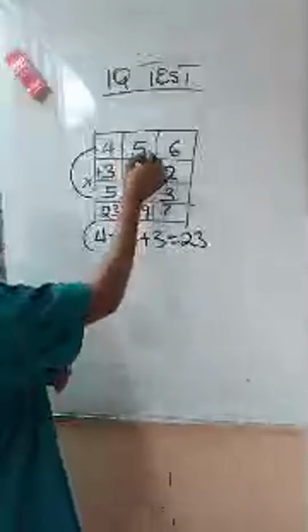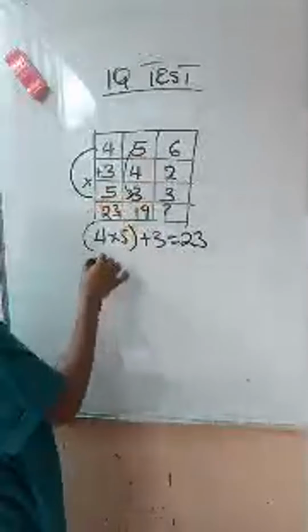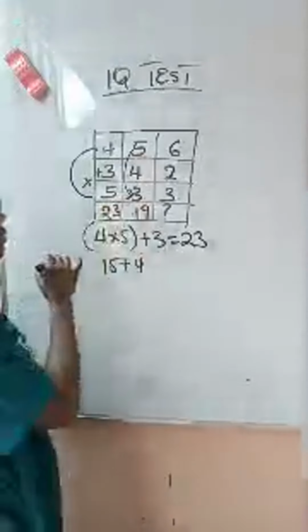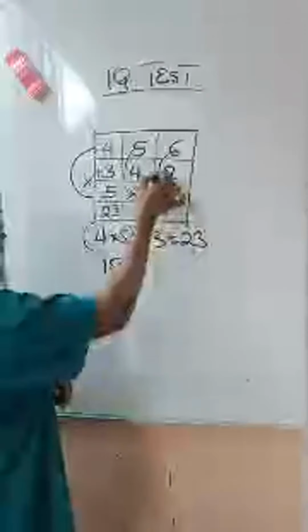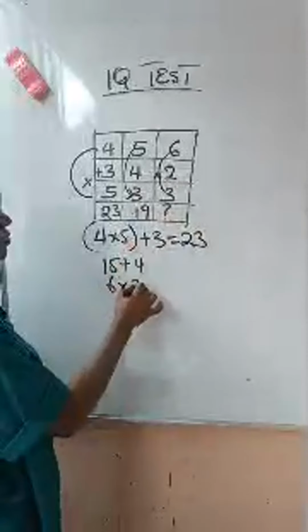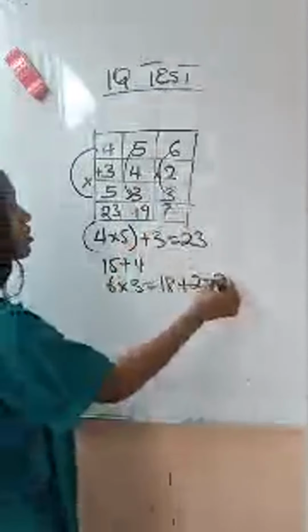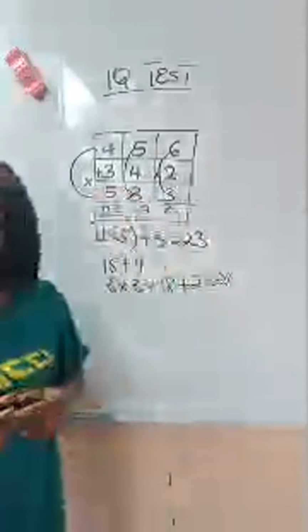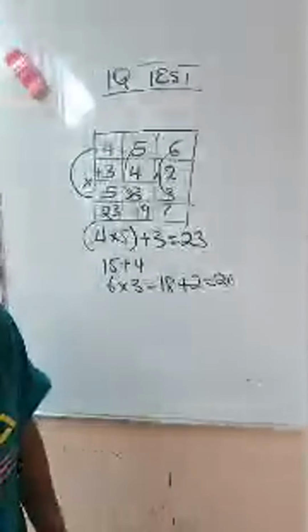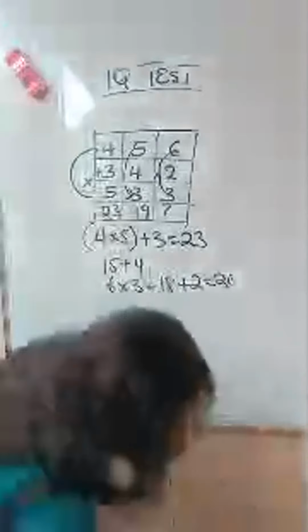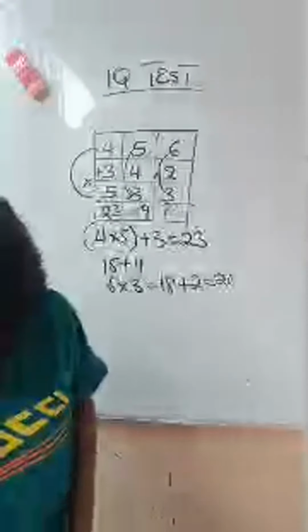So similarly, 5 times 3 is 15 plus 4 will give us 19. Then here 6 times 3 is 18. When you add 2, you are going to get 20. You can see that, right? Yes, so that is how everyone that got 20 got it.